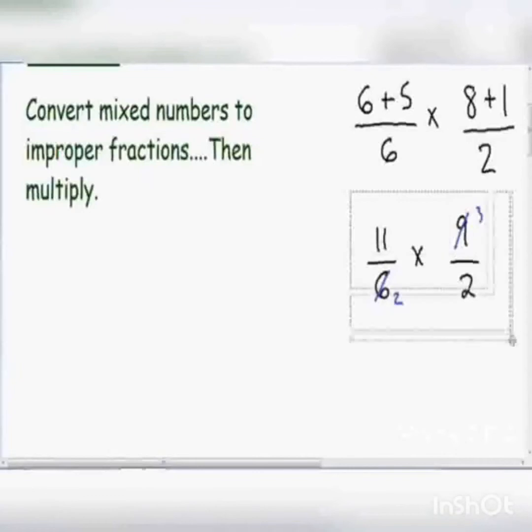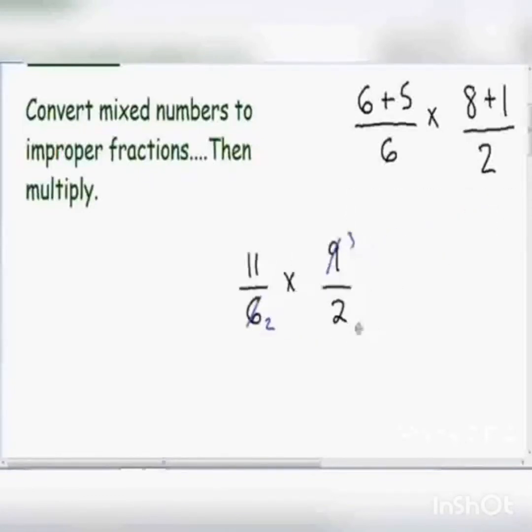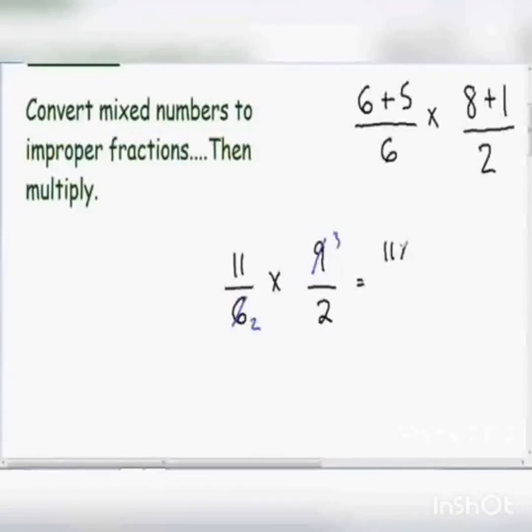So, we are going to try to simplify this, okay? Let me move it to this other side. So, we try to simplify it. The numerator, first of all, is going to be 11 times 3 over the denominator, which is 2 times 2. Well, the answer to this is 33 over 4.